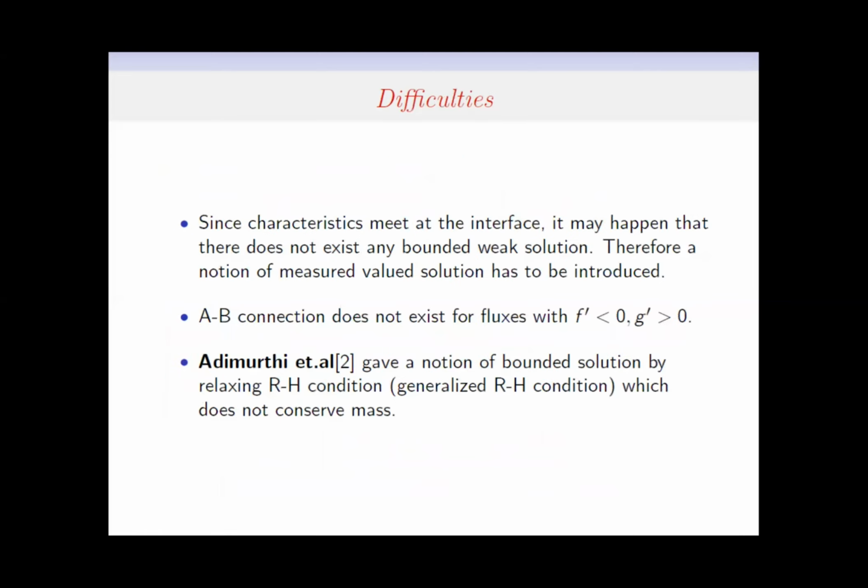Okay, so what are the difficulties? The first difficulty is that since the characteristics meet at the interface, it may happen that there does not exist a bounded solution. Therefore, a notion of measure valued solution has to be introduced. The AB connection does not exist when the fluxes are f'(0) less than 0 and g'(0) greater than 0.